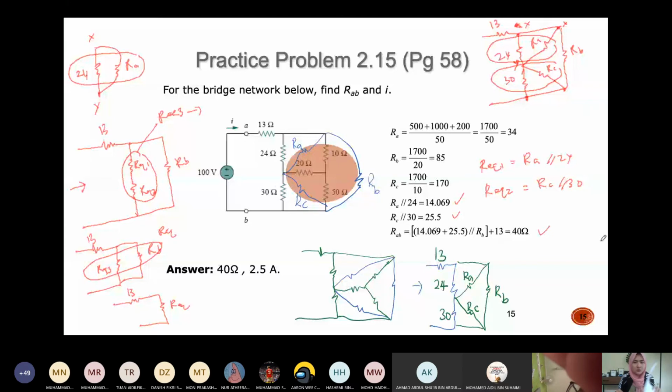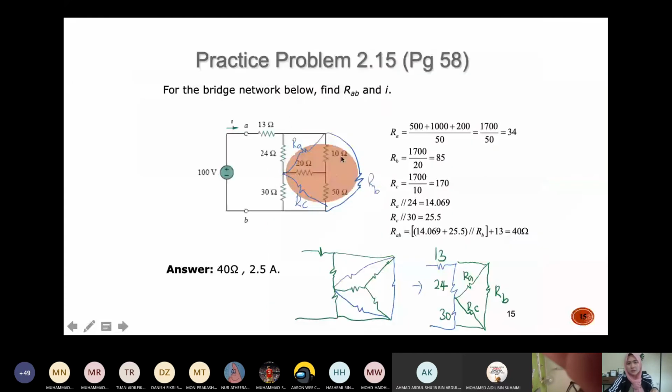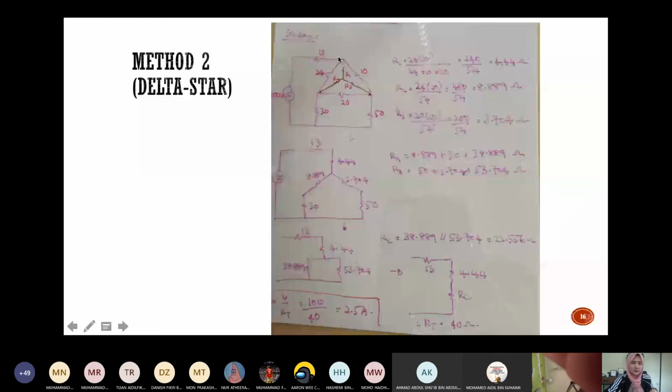So that one is the first method. You can also change the circuit to become something like this. Okay. So if you look at here, this is the same circuit. The previous one over here, we actually converted from a Y network to a delta network. But if you don't want to convert this part from a Y network to a delta network, you can calculate it like this.